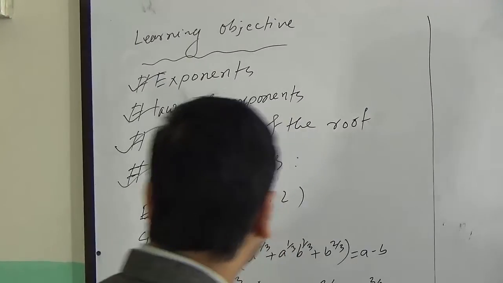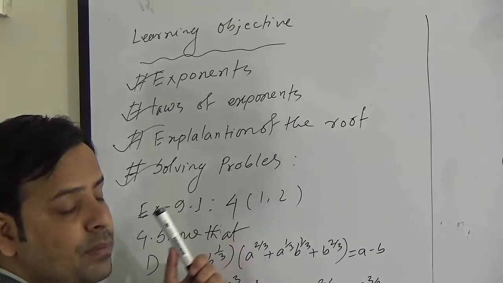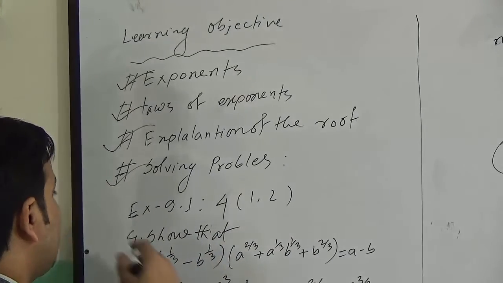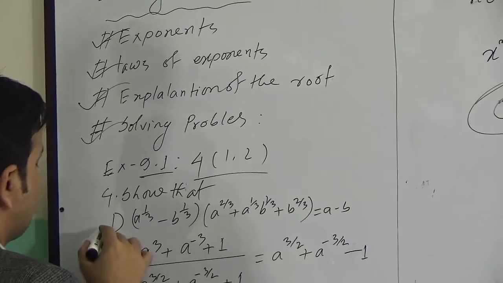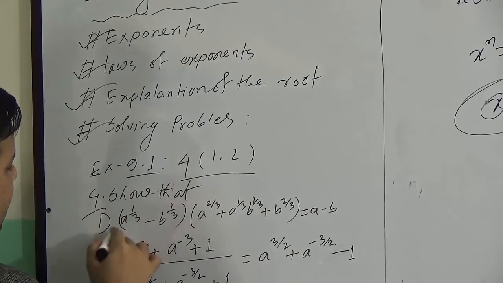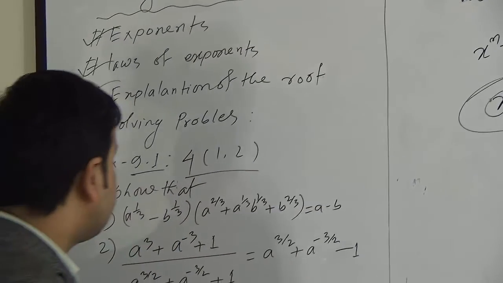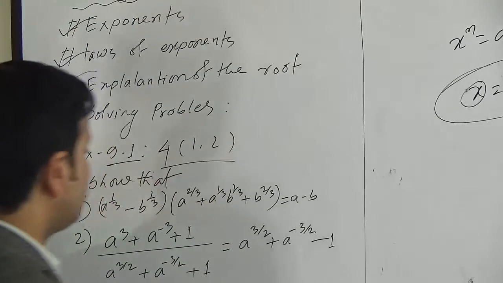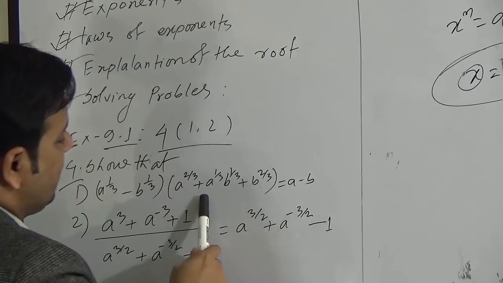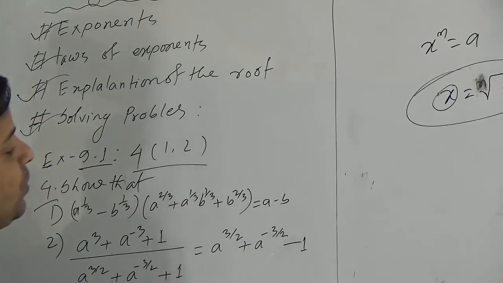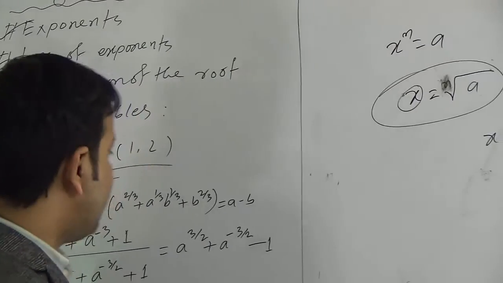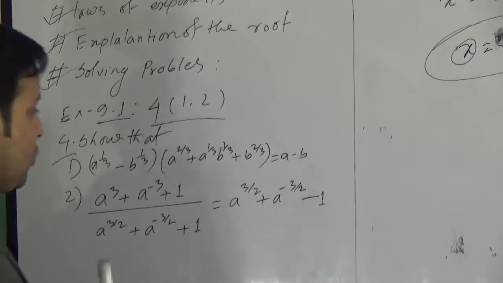Now we will get to the next topic, that is solving problems. Here we will solve two problems from exercise 9.1 question 4. For the first one, show that a to the power 1 by 3 minus b to the power 1 by 3, into a to the power 2 by 3 plus a to the power 1 by 3 into b to the power 1 by 3 plus b to the power 2 by 3, is equal to a minus b. We have to solve this problem.